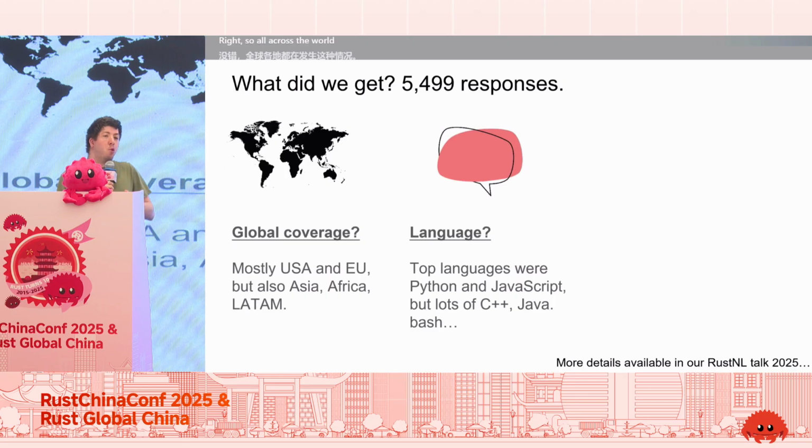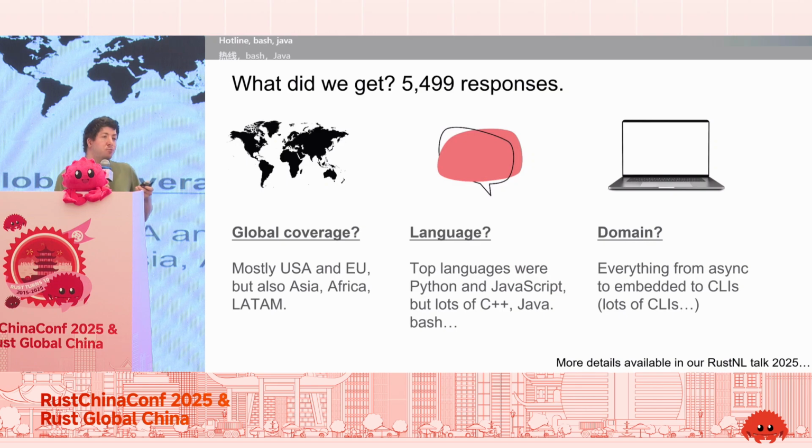We asked, what language do you use besides Rust? And unsurprisingly, a lot of people use Python and JavaScript, but we also heard from people that use C++, Kotlin, Bash, Java. And we asked, what do people write with Rust? And unsurprisingly, Rust is used in CLIs, but we hear everything from embedded to robotics to networking.